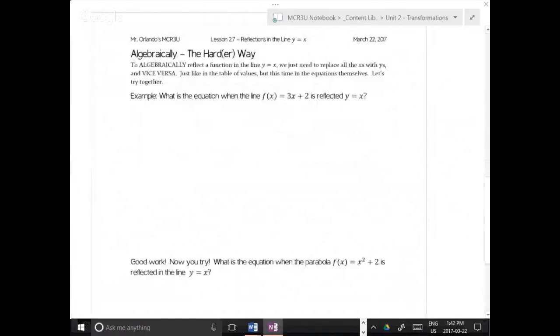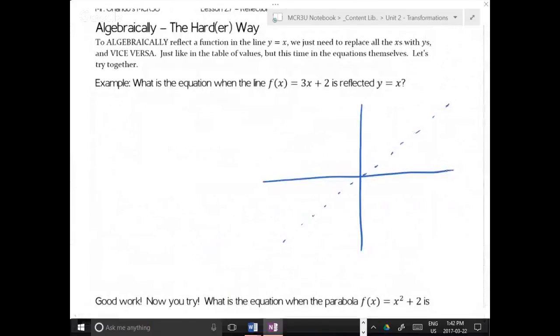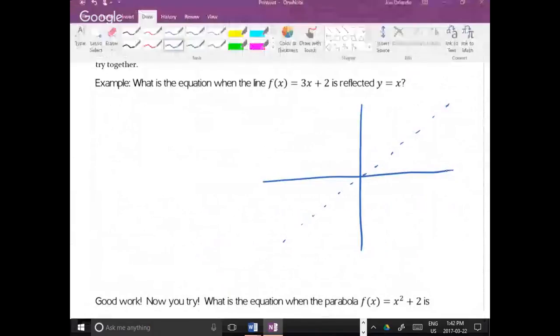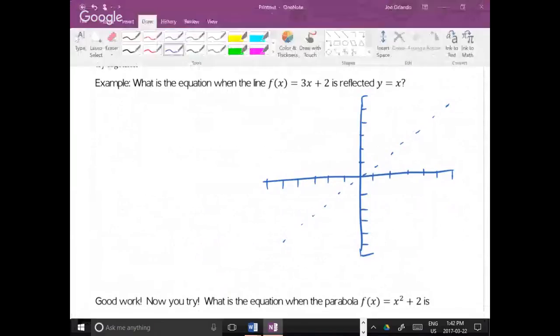Yeah, it's not hard, but it's harder. It's trickier. So, if I had this function y equals 3x plus 2, and I guess I should put 1, 2, 3, 4, 5, 6 on the axes. That's the least even lines I've ever seen. How would I graph this line? f of x equals 3x plus 2.